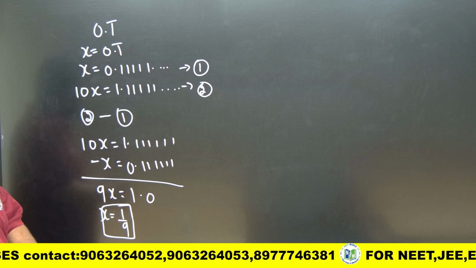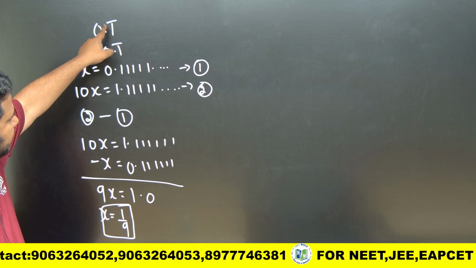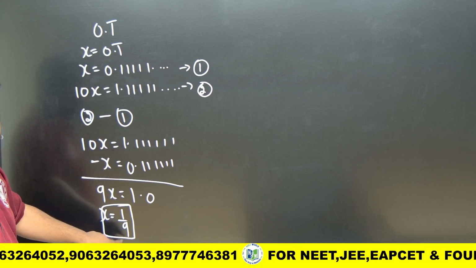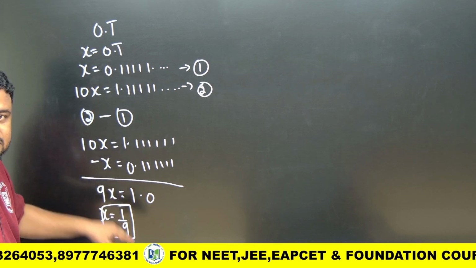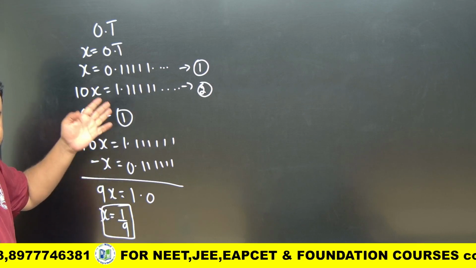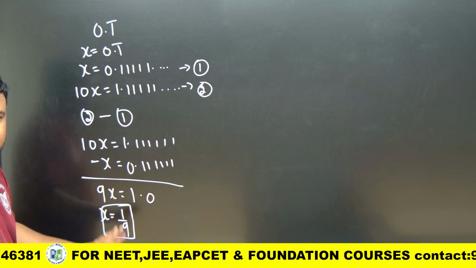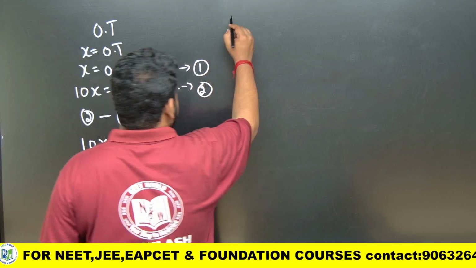So you have to understand one thing. If the bar is on one number, you will get 1 nine. If the bar is on 2 numbers, you will get 2 nines. How? I will show you. If the bar is on 3 numbers, in the denominator you will get 3 nines. If the bar is on 4 numbers, in the denominator you will get 4 nines. Okay, let me show. See here.